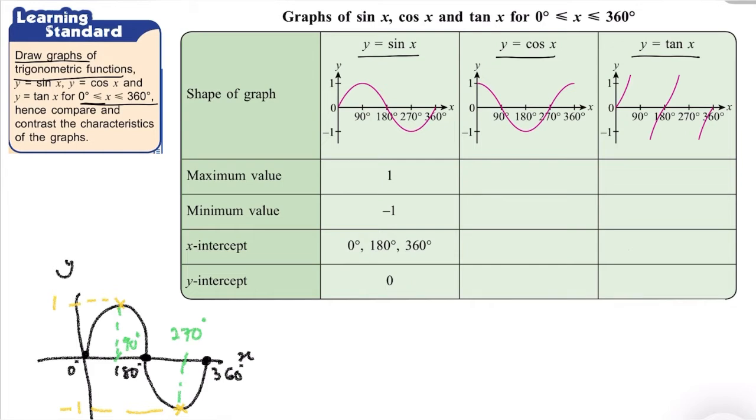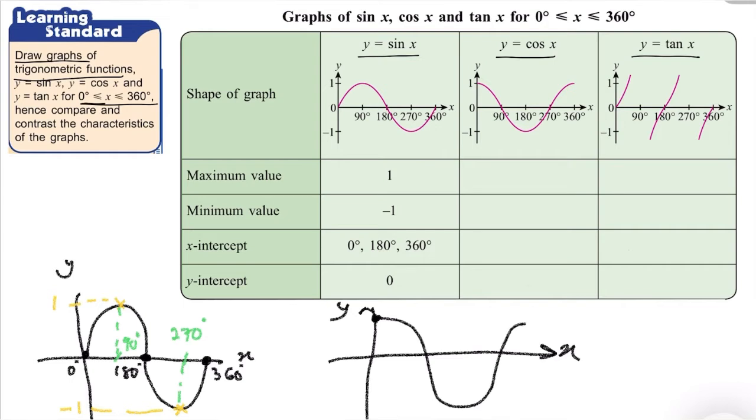Okay, next let's have a look at the cosine graph. Okay, first we draw the y and x-axis. Okay, and I always say in class, the graph looks like a cup or U. Okay, so it starts from here. Okay, and go down here and go up again, and it finish.